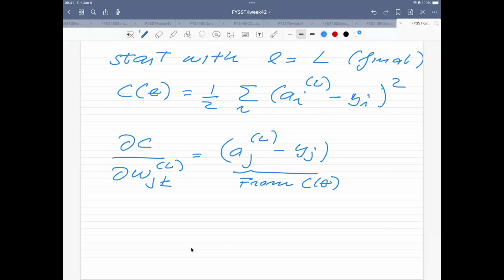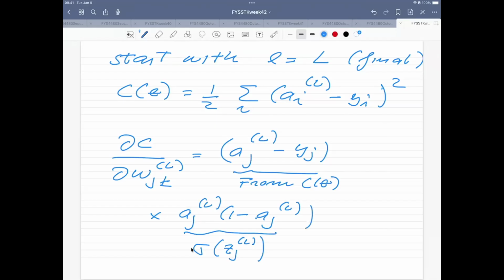Then what we have is a new function which goes like a_j of L times 1 minus a_j of L. And this is the derivative of the activation function in layer L. This is also specific for the activation function you're looking at. If you have another activation function, you need to plug in another derivative. And this is finally multiplied with the input from layer L minus 1 from node k.